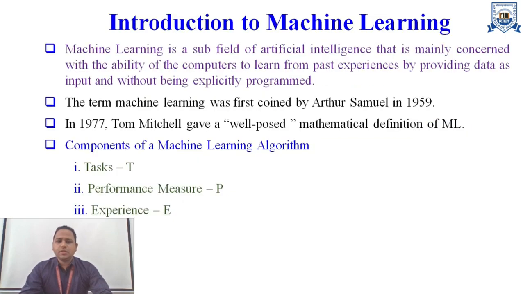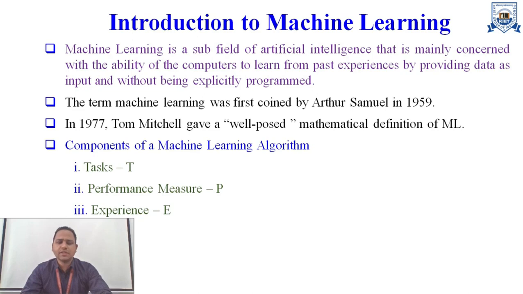So what do you mean by machine learning? So basically machine learning is a subfield of AI, okay, that is mainly concerned with the ability of computers to learn from past experiences by providing some kind of data as an input, okay, that is without being explicitly programmed. So we want the machine to mimic just like a human, okay. So the term machine learning was first coined by Arthur Samuel in 1959.